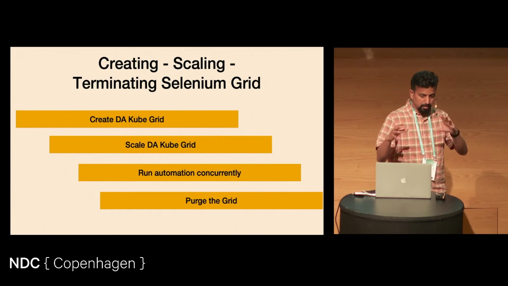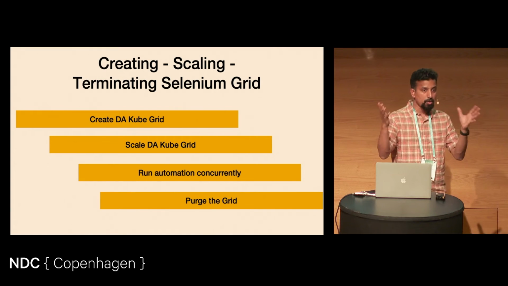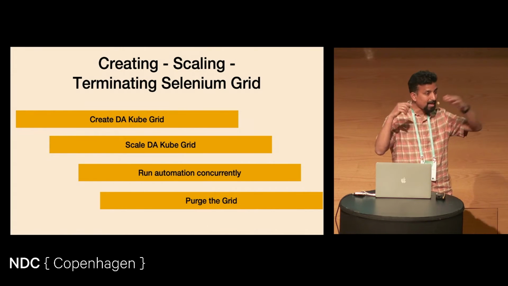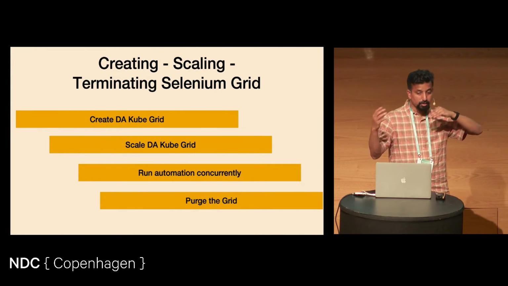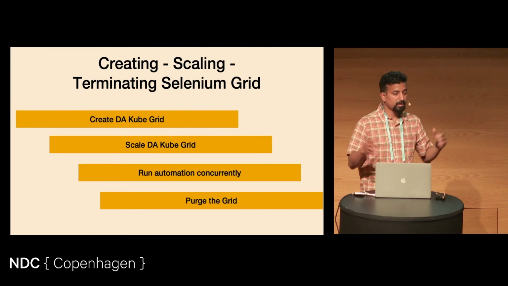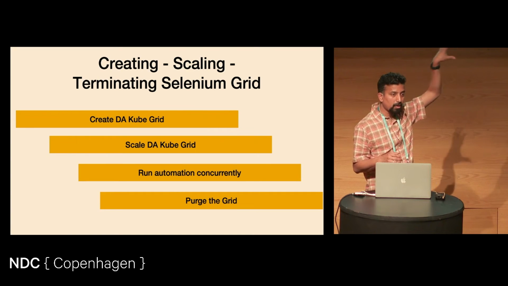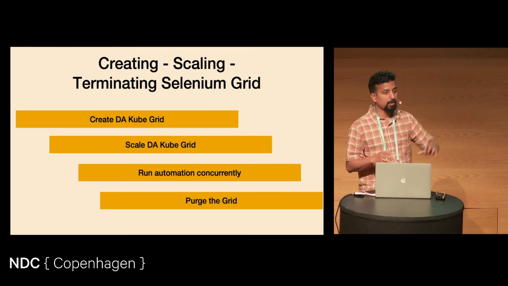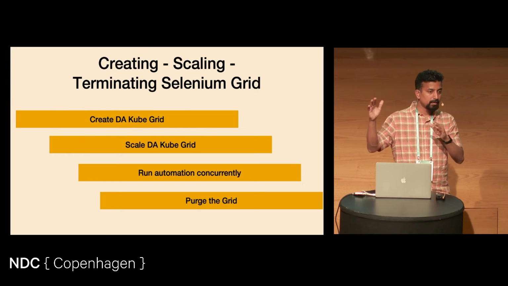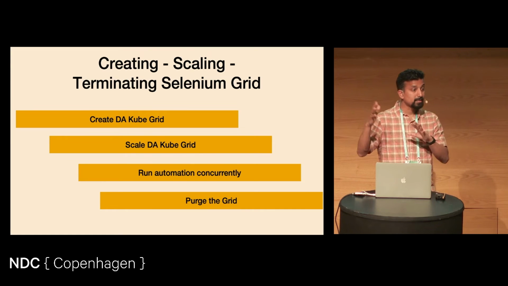Now, how I envisioned this to be used by any team across the organization is you create on demand, you scale, you run your test, and you terminate. This could go on across the organization, regardless of how many teams you have. You might have 50 teams. Everyone can do this on their own pipeline, so there is no scalability problem at all. You create the grid, then you scale the browsers to however many you want, and you run your tests concurrently.